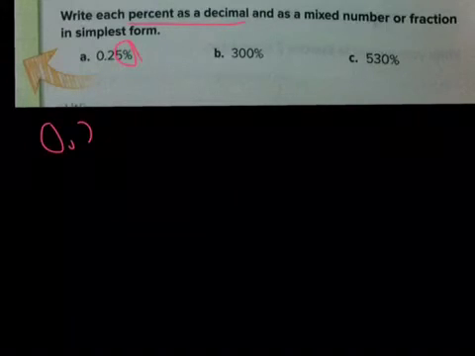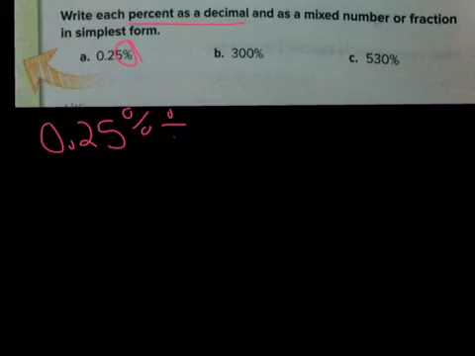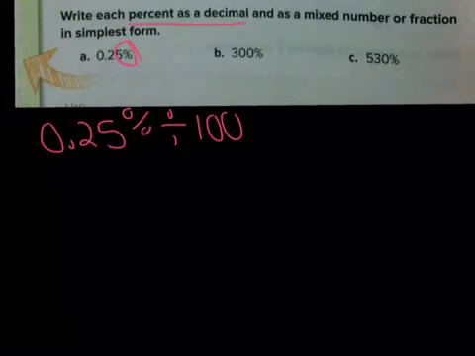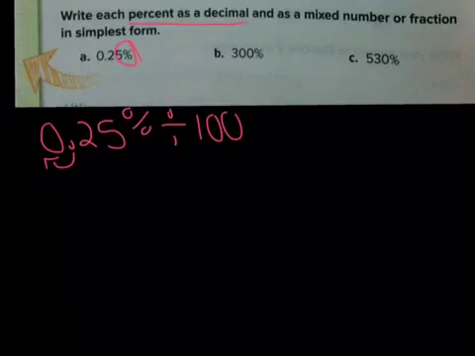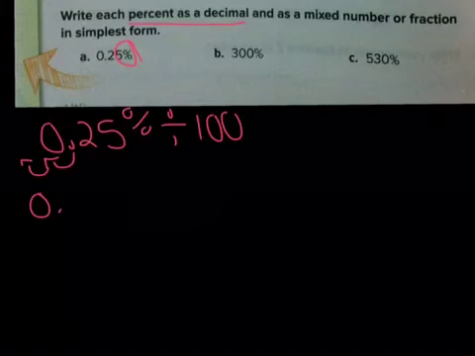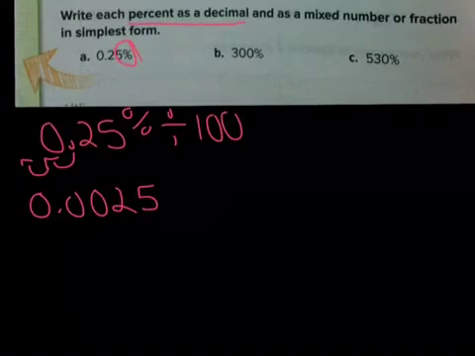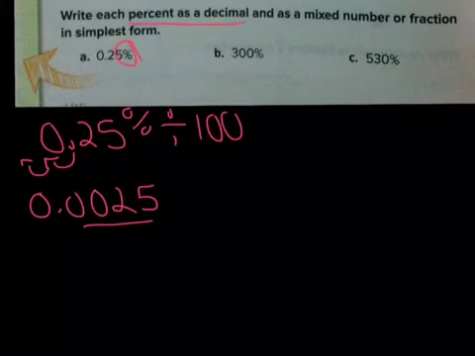Okay, so we have 0.25%. Divide by 100. We have to divide it by 100. That's going to move the decimal place over 2 to the left. 1, 2. So that it becomes 0.0025. That's what it is as a decimal. That's what we're being asked for as a decimal.